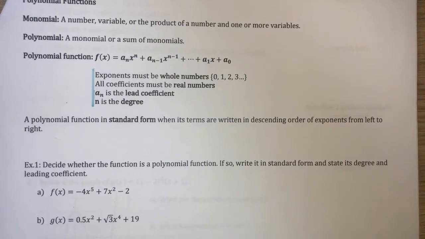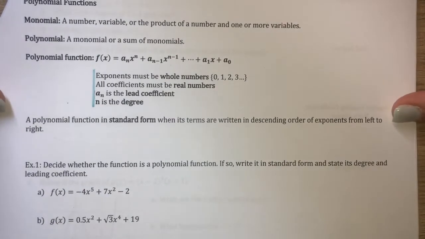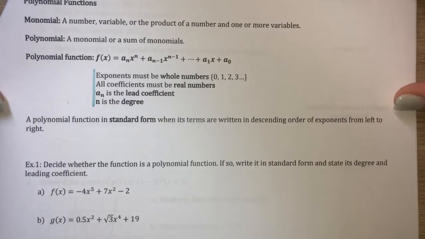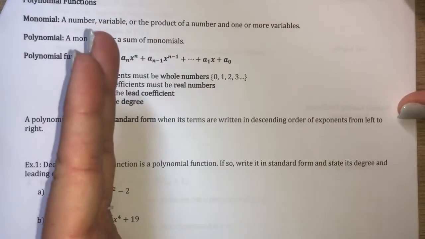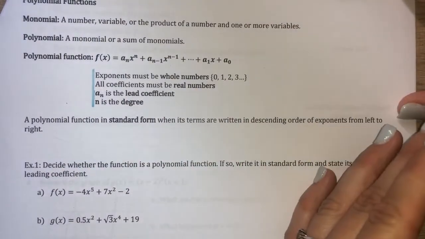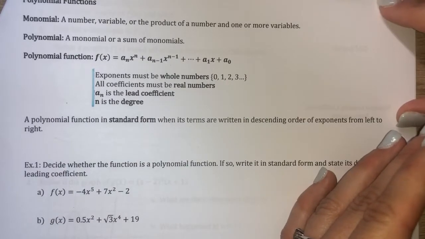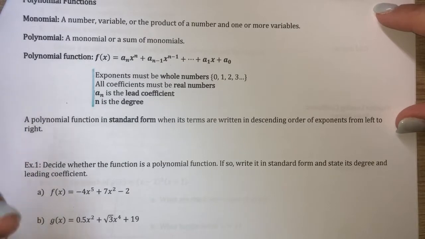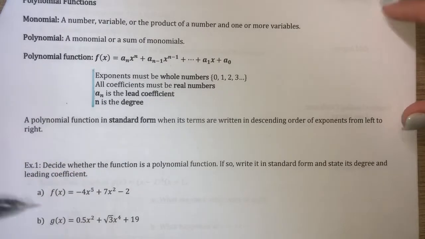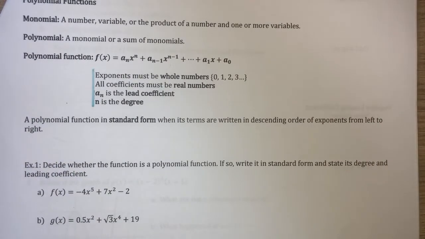A polynomial function is in standard form when its terms are written in descending order of exponents from left to right, so highest exponent on the x down to the lowest. And when it's in standard form, that first coefficient, that first number, is the lead coefficient. And the n, basically the highest exponent on the x, is going to tell us the degree.